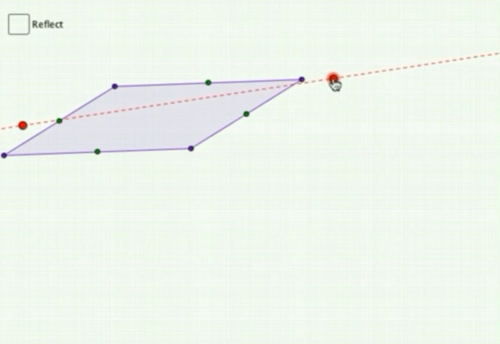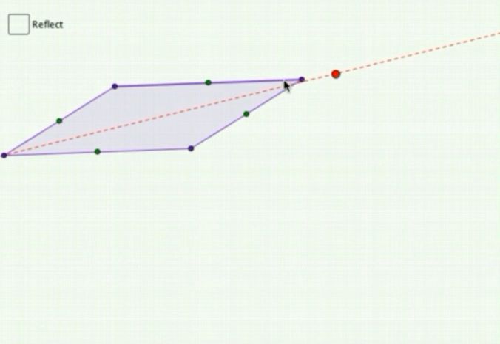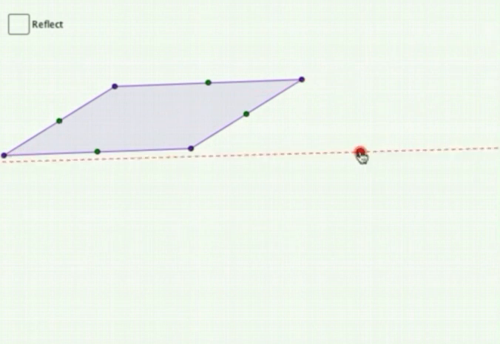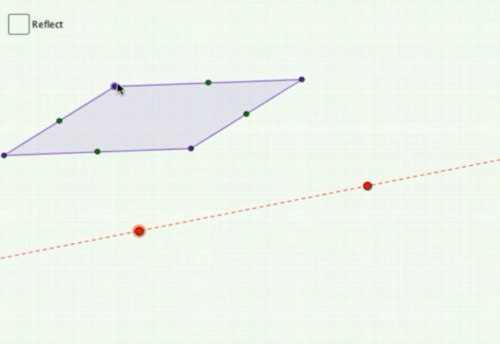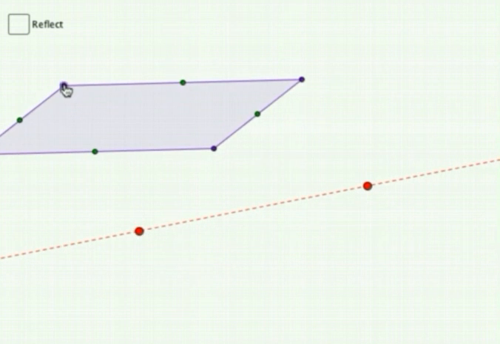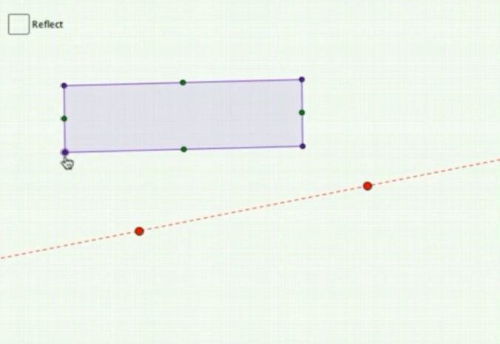I mean, you could try doing something weird, but there is actually no way to cut this parallelogram in half. So this parallelogram has 0 lines of symmetry. It does not have line symmetry. You might wonder, what if we do a rectangle instead? I don't know if that's a perfect rectangle, but a rectangle definitely does have line symmetry.